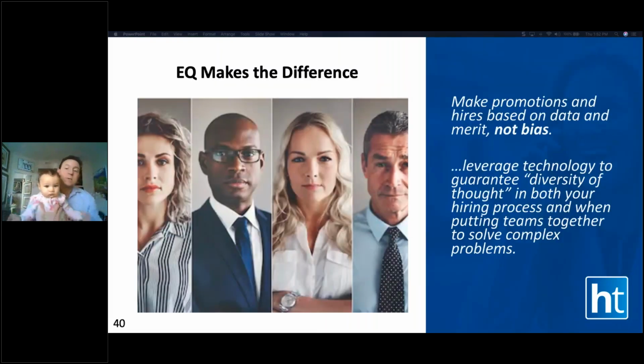EQ makes a difference, okay? You should start to think about making promotions and hires based on data and merit, not bias. Leverage HR technology to guarantee diversity of thought. Measure teams to see if they are diverse in thought or not. Tools like ours will allow you to map out your company and see where you have real problems in diversity of thought. Okay, and this will help your hiring process and when you put teams internally together to solve complex problems and to win in the marketplace. Next.